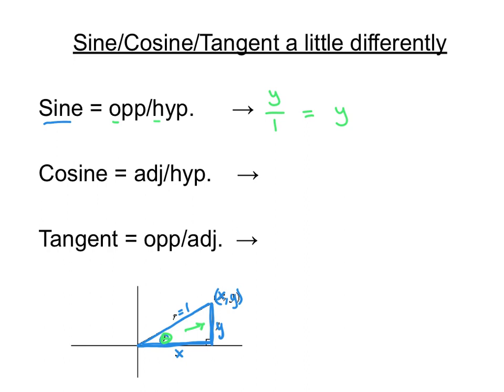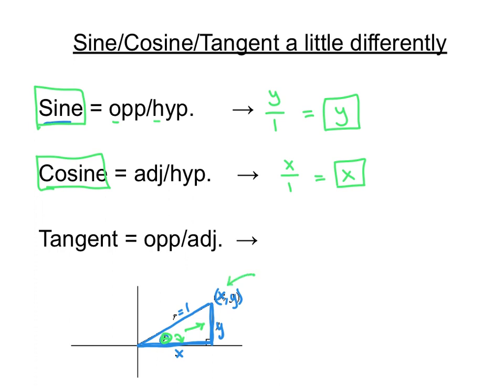Now let's do the same thing with cosine. Cosine we know is adjacent over hypotenuse. So the adjacent here is the x. And again, the hypotenuse is a 1. So the cosine is represented by x. We're going to talk about tangent later, so I'm going to skip that one for now. So what we know is this. We know that the sine of theta on the unit circle is equivalent to y. The cosine of theta on the unit circle is equal to x.